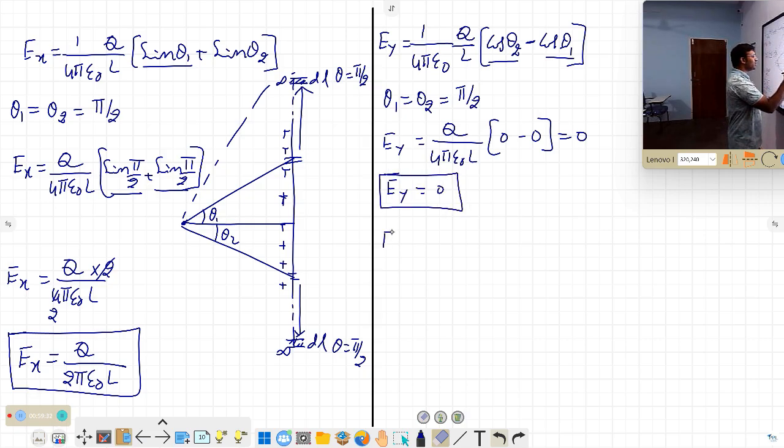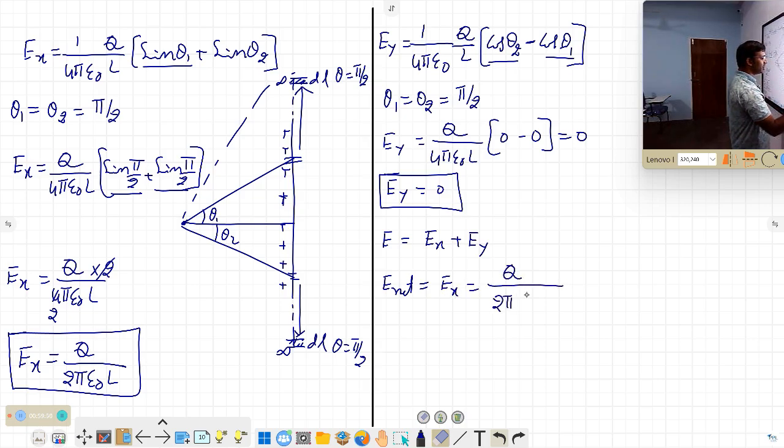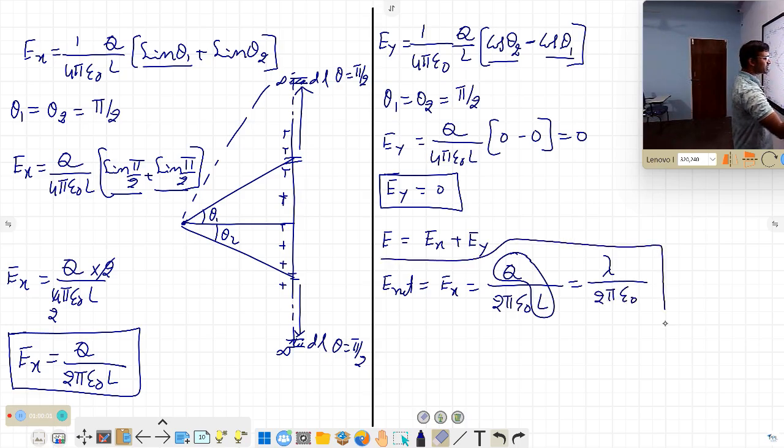Now what is the electric field intensity due to the complete charge of the infinite length wire? That is the sum of the x component plus the y component. In this case, the y component becomes 0. So the net electric field due to the charged wire is only the x component. That x component value is q by 2 pi epsilon naught L. Also, q by L is called lambda, so we can write it as lambda by 2 pi epsilon naught. This is the way you can express the answer for your question.